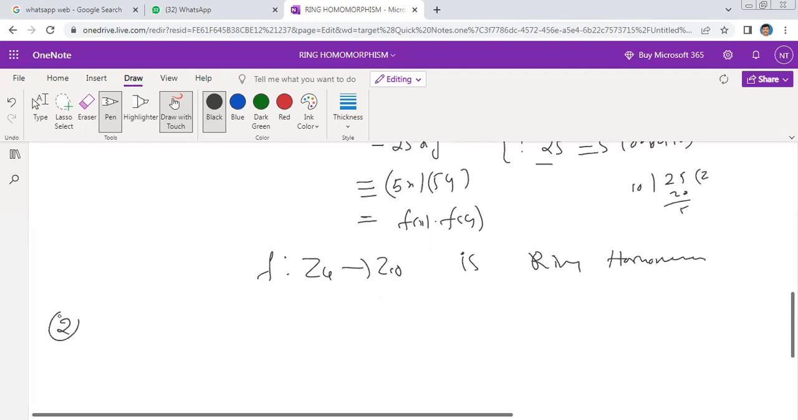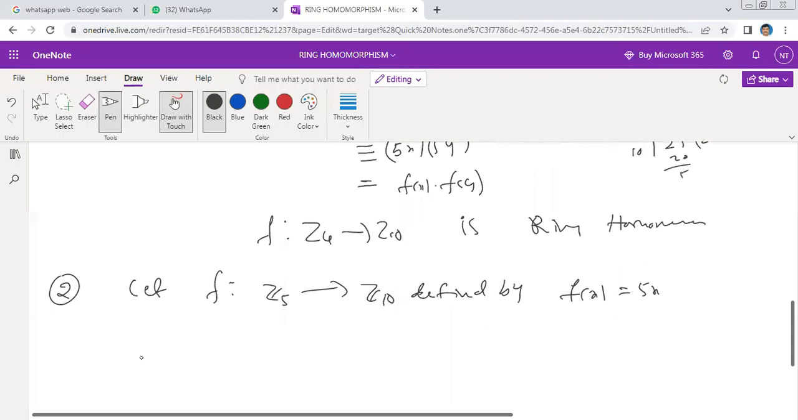Now, second problem. Let f be a mapping from Z5 to Z10. I'm changing the domain; the codomain is the same. It is defined by the same function, f of x is equal to 5x. My question: is it a homomorphism or not?